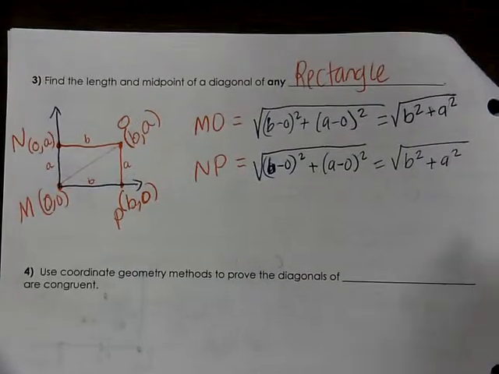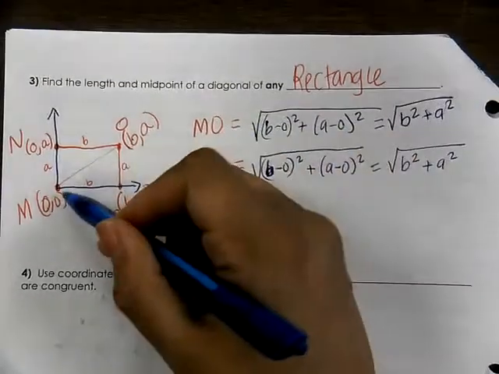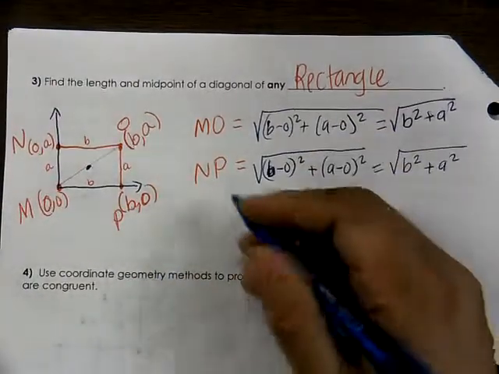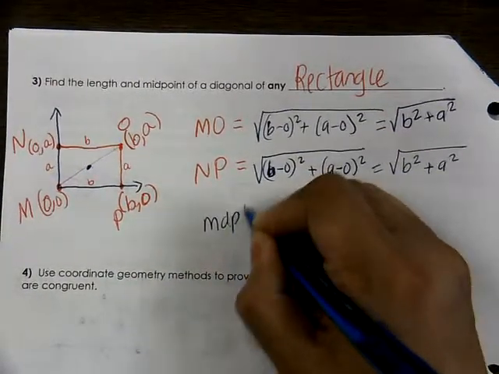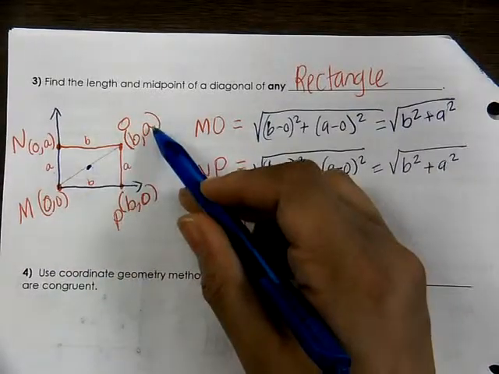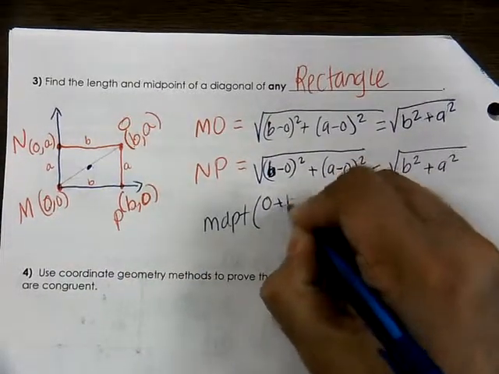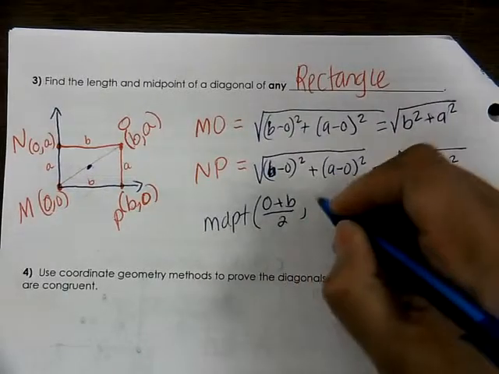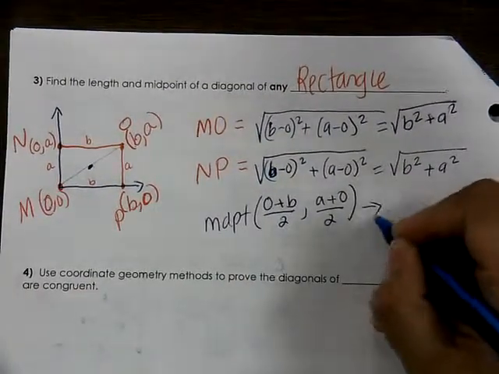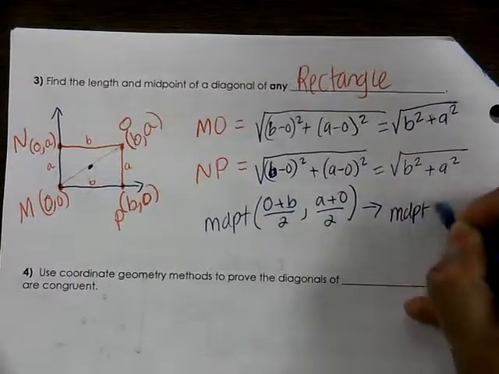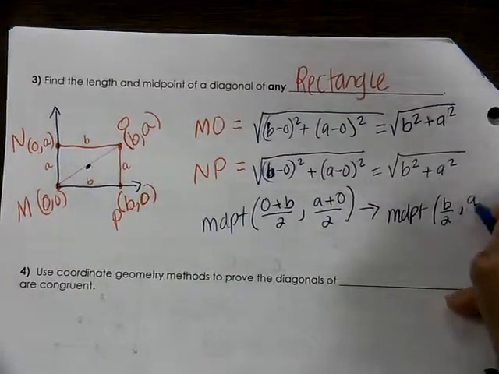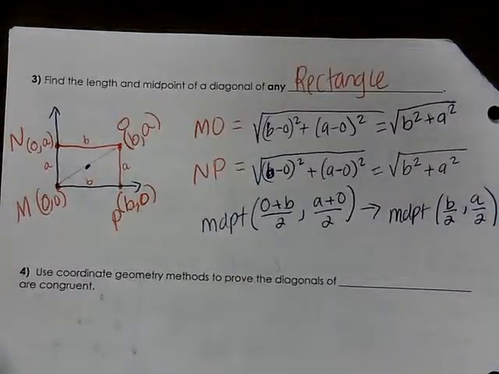Then we're going to try to find the midpoint here. So the midpoint of any one of those, you can use either diagonal to find the midpoint. The midpoint of, let's use this one, MO, would be add up your x's, 0 plus B divided by 2, add up your y's, A plus 0 divided by 2, and then just simplify. So the midpoint, which you could label with a point if you want to, would be B over 2, comma A over 2.